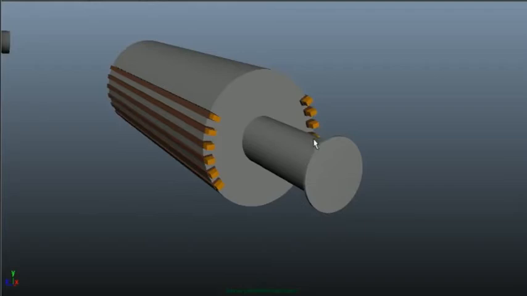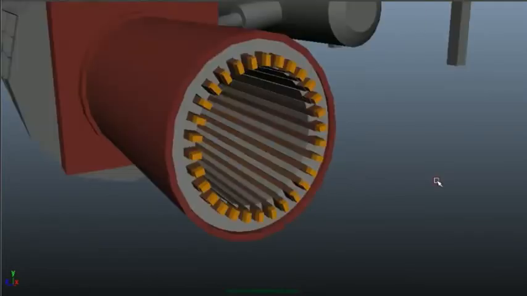For that it requires two slip rings of copper over the shaft, and these conductors are connected to these slip rings to form the rotor winding. To understand its connection, we will do a separate video on that.